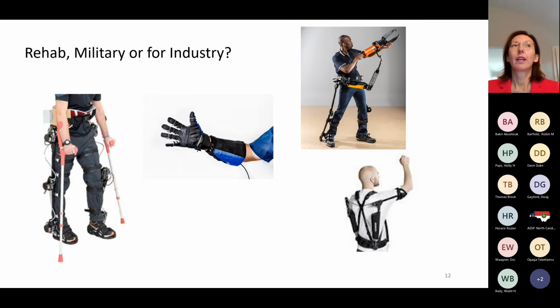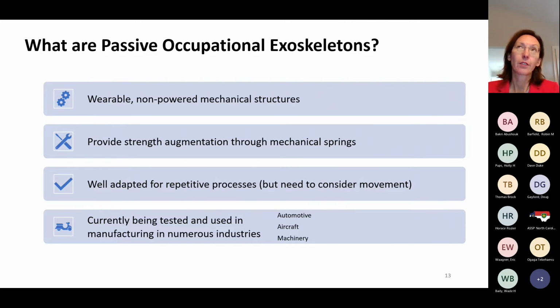Right now, what I would say is the ones that are really being used are passive, non-powered occupational exoskeletons for industry, mostly arm support, what we see down here, and some back support. And there's thumb support too, I'll show you in a second. So that's what we're talking about, passive occupational. These are technologies that can help you. They are not powered. They have springs in them. The different manufacturers all have different designs.